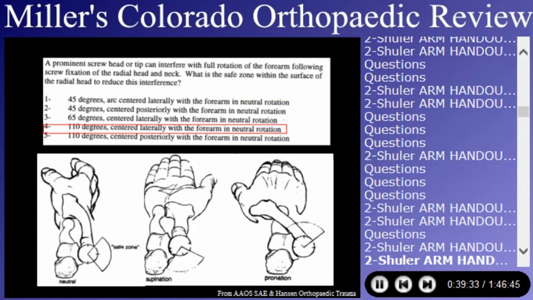A prominent screw head tip can interfere with full rotation of the forearm. What is the safe zone for radial head fracture screw placement? How do you actually position your arm during surgery when you do this? That's all it's asking. If you look here at the diagram, it shows the safe zone placement. 110 degrees, centered laterally with the forearm in neutral rotation.